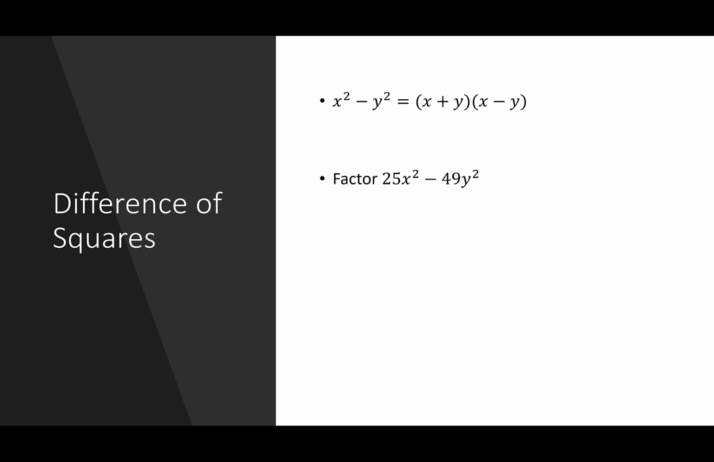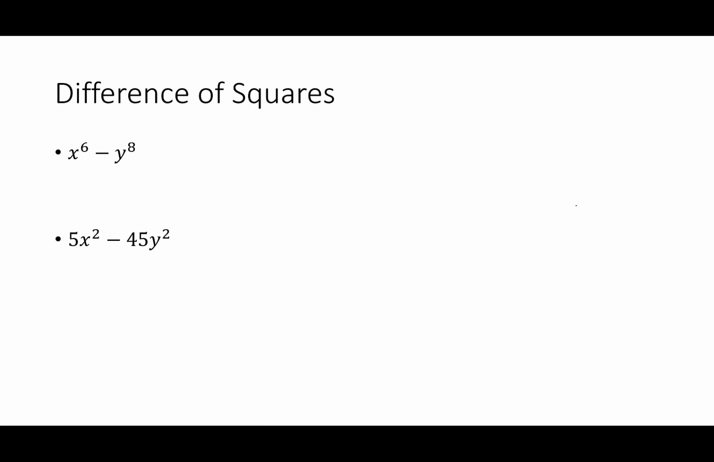So what I'm looking for here is 25x squared is like 5x squared. 49y squared is like 7y squared. So I'm going to have 5x minus 7y and 5x plus 7y. And you can write that either way. You could write the plus first and the minus later. It doesn't make any difference because you can always change the order of multiplication and it doesn't hurt anything.